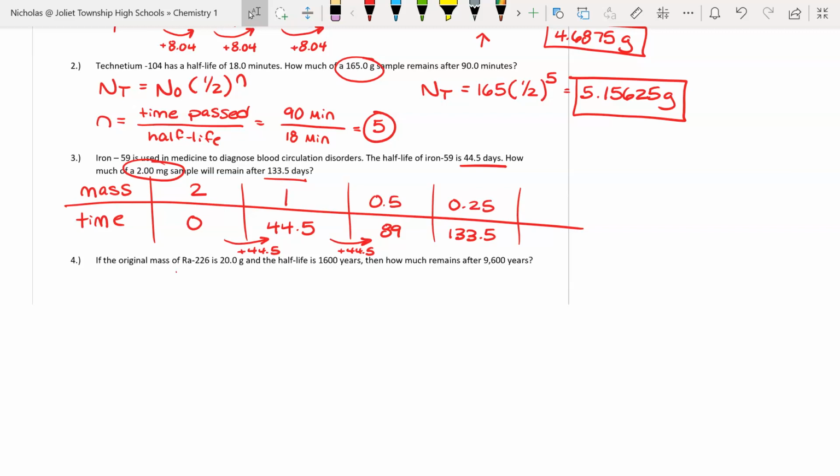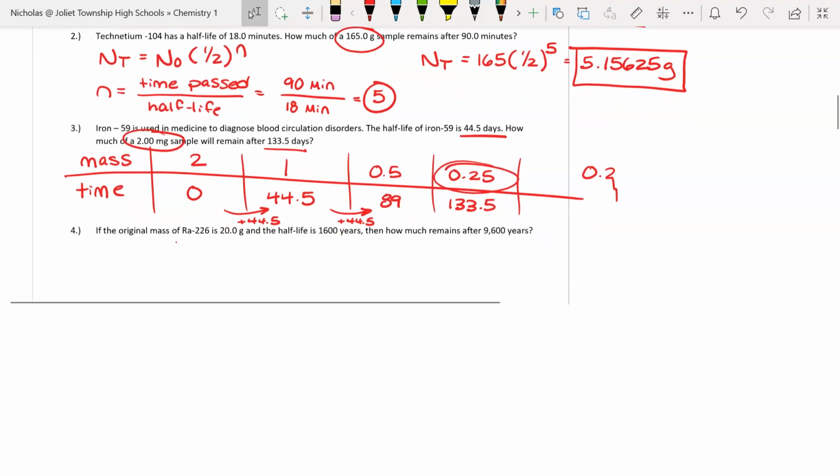Okay, so the question wants to know how much is left after 133.5 days. The answer is 0.25 milligrams.